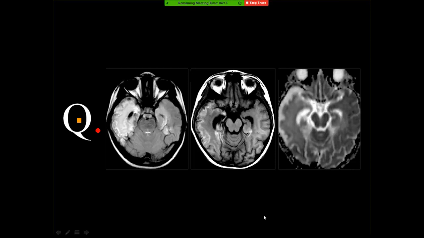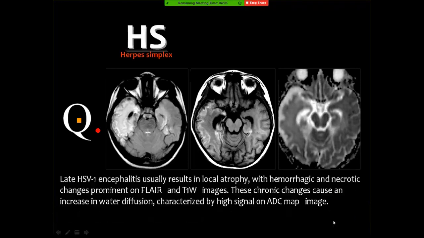Encephalitis? Herpes encephalitis, bilateral temporal lesions, and these lesions have diffusion restriction, diagnostic of herpes encephalitis.